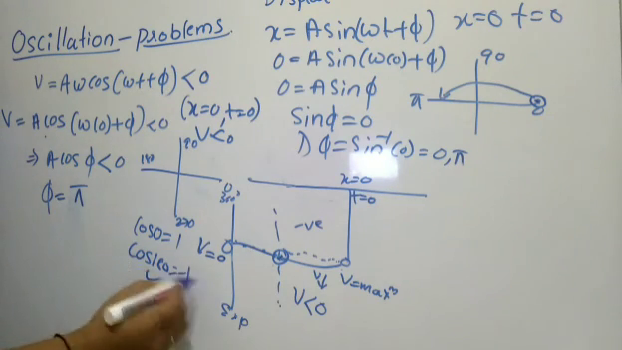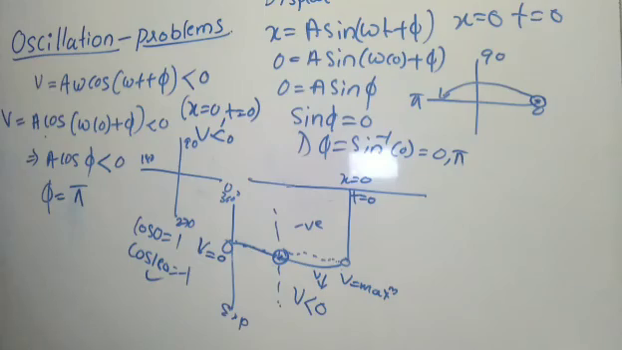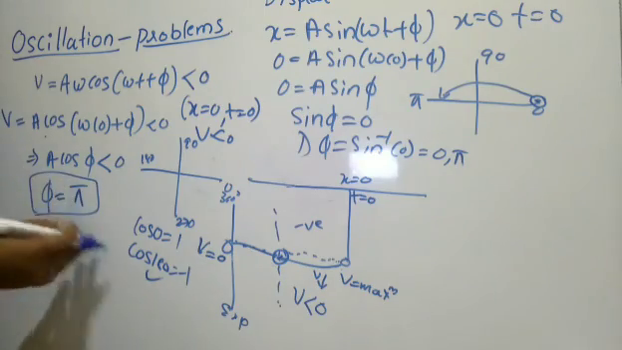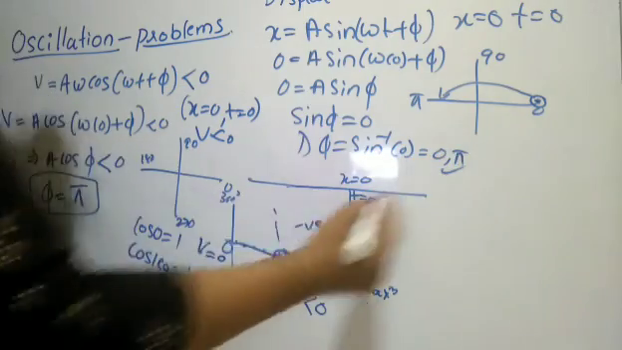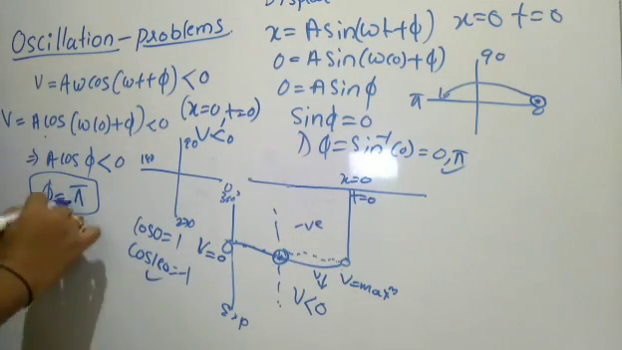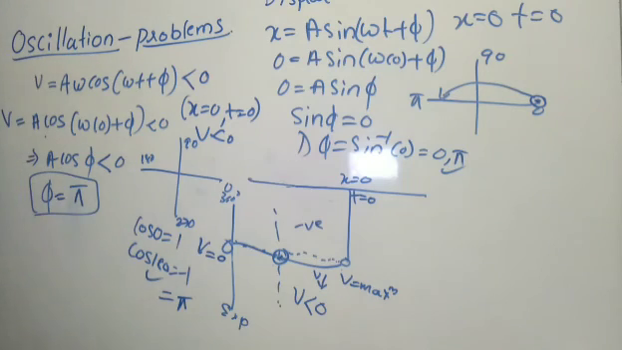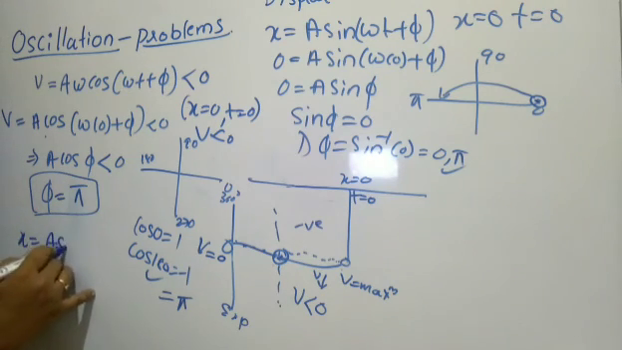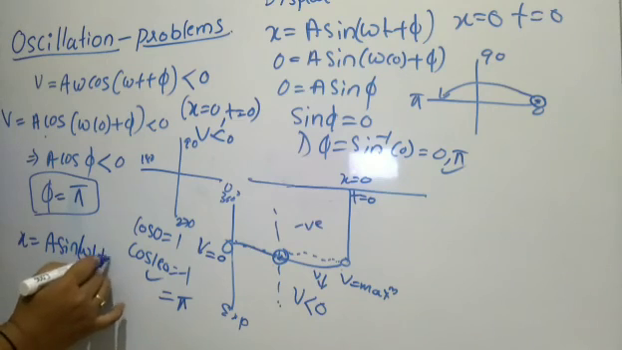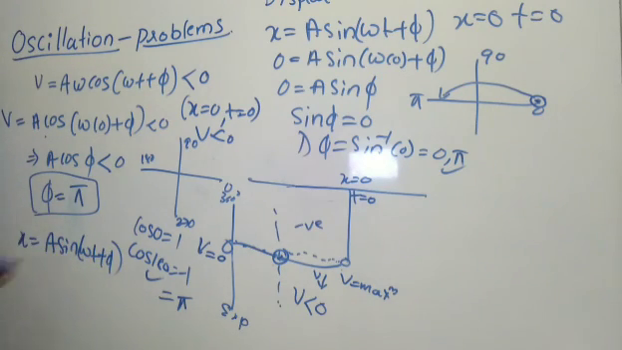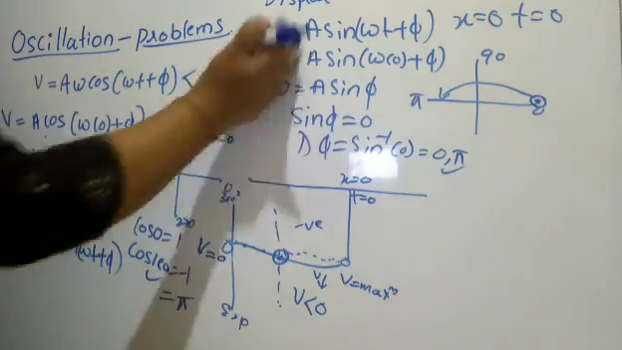Now this condition holds good. We will take phi as pi, because phi is there in the displacement and also in the velocity, as the particle is moving in the negative direction. Now we move on to the total acceleration. We have x is equal to a sin(omega t plus phi). In place of phi we will put the pi value here.